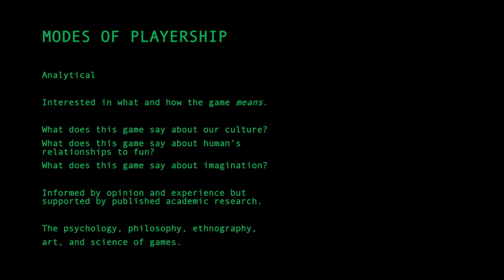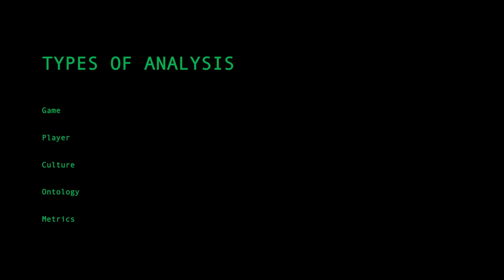And that leads us to the second part of this quick little presentation here about the types of analysis. There's 5 different types, and we're going to talk about all 5 now. The 5 types of analysis in video games are interested in the game, the player, culture, ontology, and metrics.